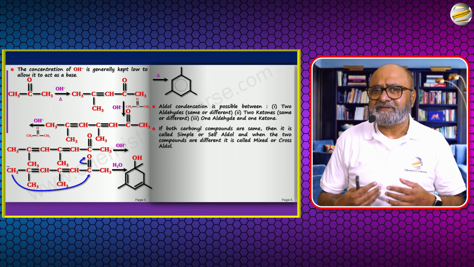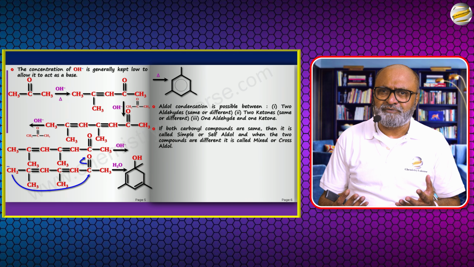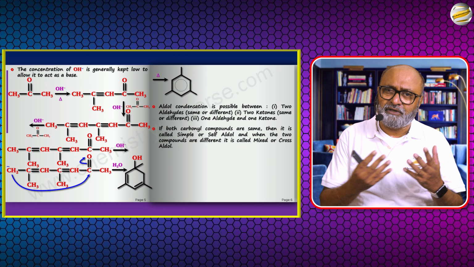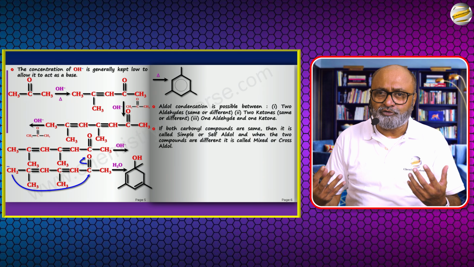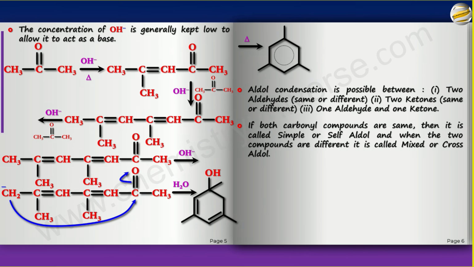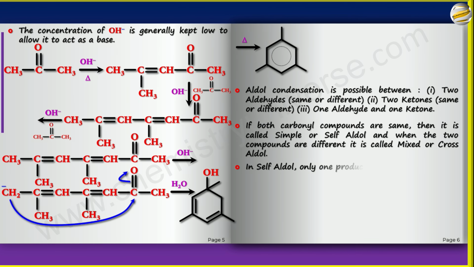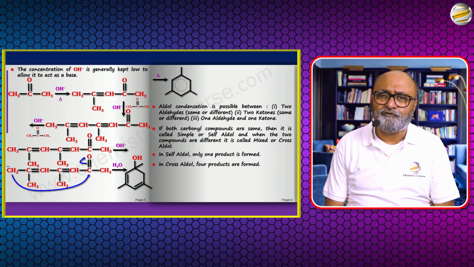So what will happen is that when you are given an aldehyde or a ketone and simply given OH minus, it implies, obviously, it is going to react with its own another molecule, okay? But if there are two different ones, they will give you two different aldehydes, ketones, or a mix of the two. So in self-aldol, only one product is formed. So that's pretty fine. In cross-aldol, you have 4 products formed. Now, can you guess why those 4 products are formed?